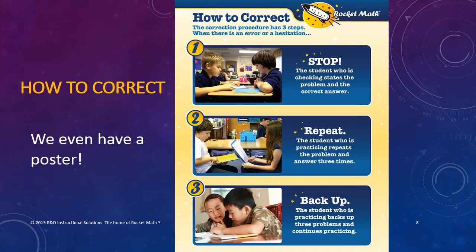Step 1. The student who is the checker or tutor stops the student who made an error or hesitation and then says the correct problem and the answer. Step 2. The checker asks the practicing student to repeat the correct problem and answer 3 times. Step 3. The practicing student is to back up 3 problems and begin again. The proper correction, even for hesitations, really helps the student learn the fact they need to know.